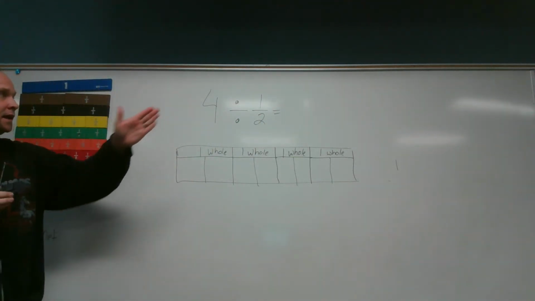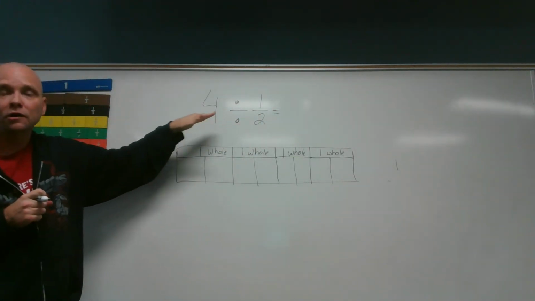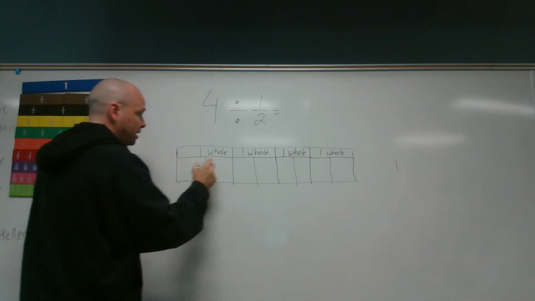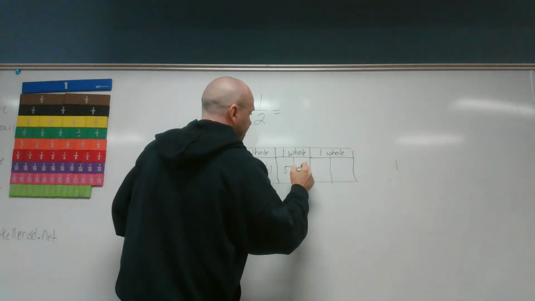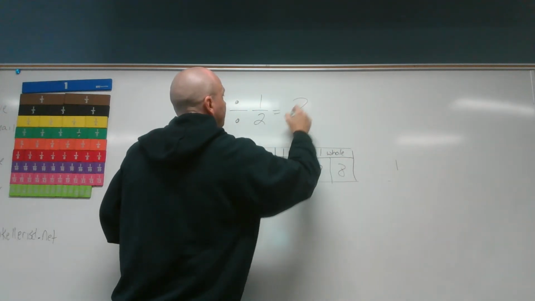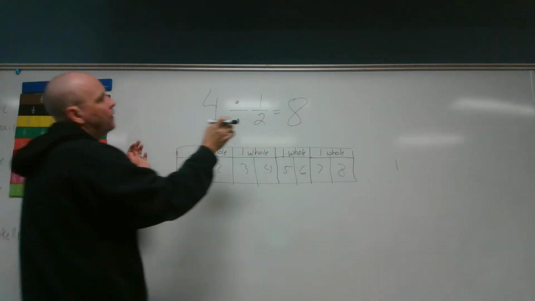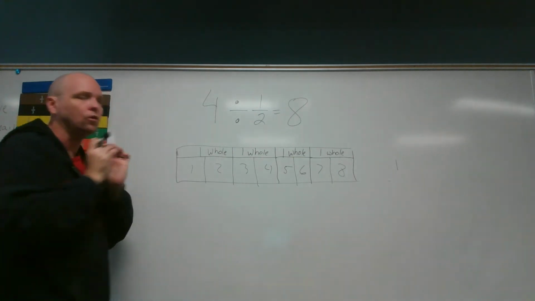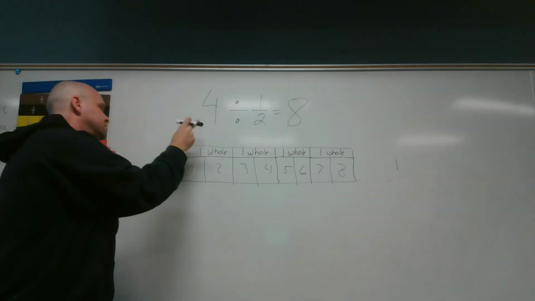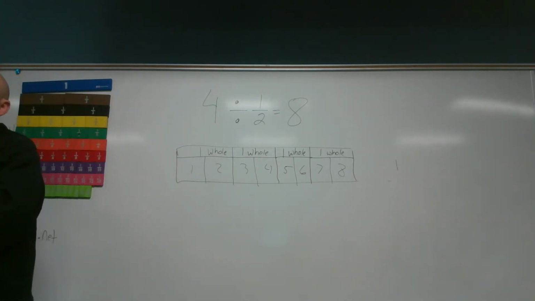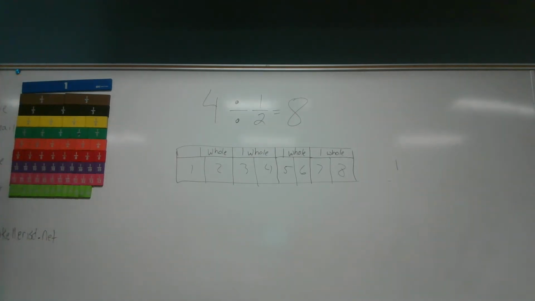And what this is asking is how many halves are in 4 holes. And then it's just a matter of counting. 1, 2, 3, 4, 5, 6, 7, 8. 4 holes divided by 1/2 equals 8. All I have to do is count how many halves are in 4 holes. How many halves are in 4 holes? Sahana? 8. There are 8 halves in 4 holes.